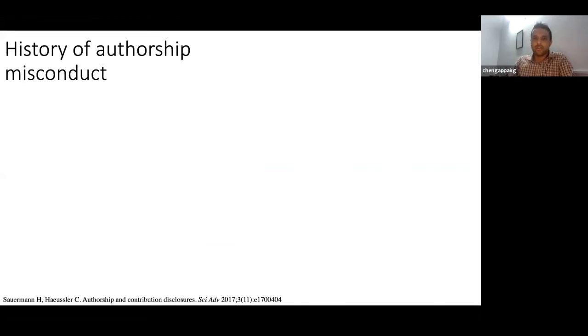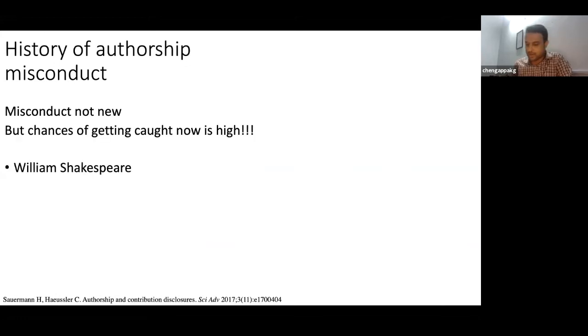So when we look at authorship misconducts, it is actually not new. Even William Shakespeare has been considered as one of the greatest literary giants. Even his work is found to be plagiarized from a 15th century poet. So this has come up because now there are very powerful softwares to catch plagiarism. So before, it might have been easier to evade some misconduct or retraction, but now the chances of getting caught are really high.